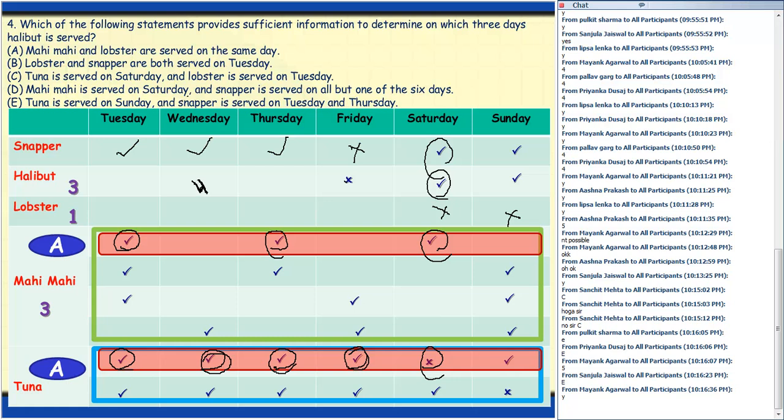You see here, halibut will be on Wednesday. Halibut cannot be on Thursday. Halibut cannot be on Tuesday. Halibut is on Wednesday. I'll take another case here. Let's say I'm serving snapper on Friday, not serving snapper on Thursday, then again only one unique case comes for halibut, that is Wednesday. Now if I say snapper is served on Tuesday and not on Wednesday, then also I'll get halibut only on Wednesday. So in all the cases, you'll get halibut only on Wednesday.